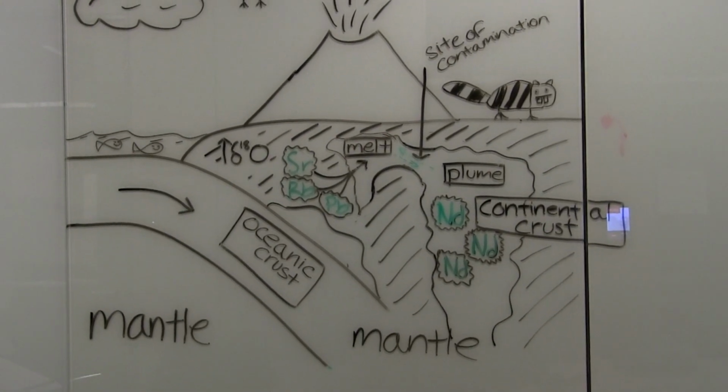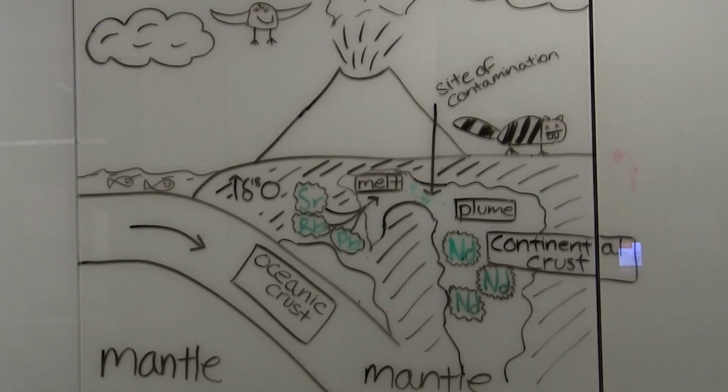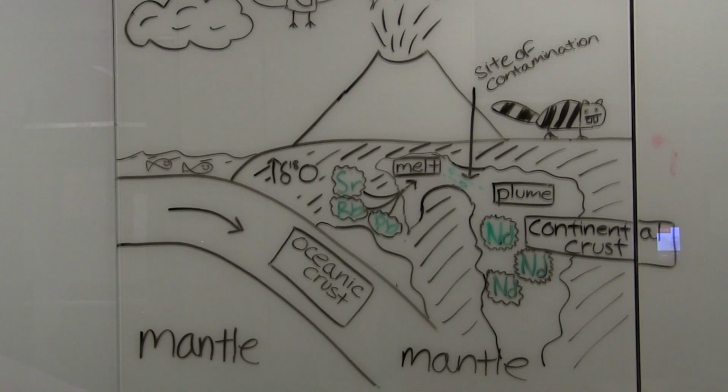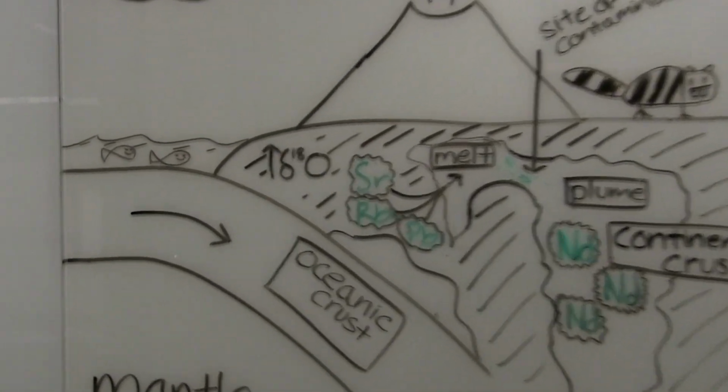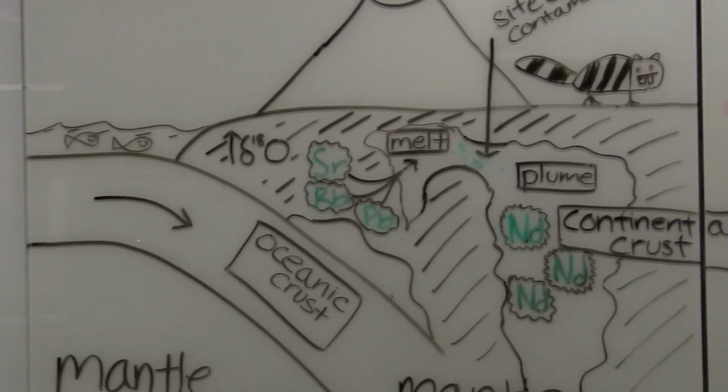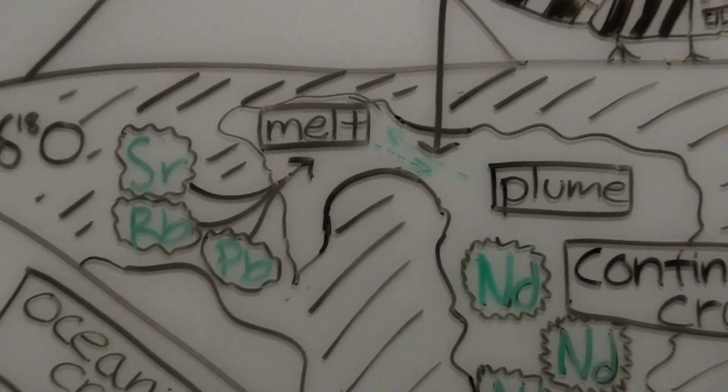Let's have some more fun. Here we can add some delta O18. Higher delta O18 is found in the supracrustal material and lower delta O18 is found in the primitive mantle. When it is subducted, it may cause a happy accident by contaminating the intrusion. This would therefore increase the delta O18 in the intrusion.